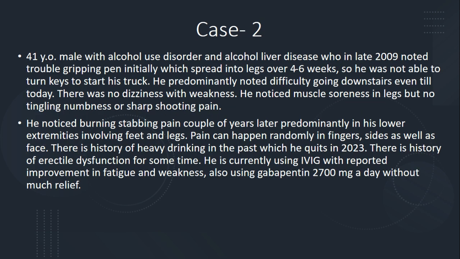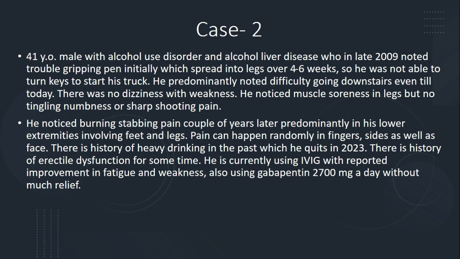The second case was a 41-year-old male with alcohol use disorder and alcoholic liver disease, just to give an idea of how much he was into it. In late 2009, he noted trouble gripping a pen, which initially spread into his legs. Over 4 to 6 weeks, he was really bedbound. He was weak to the point that he was not able to turn the keys for his truck. He noted difficulty going downstairs, even till today. When he saw me in clinic a few years later, there was no dizziness with weakness. He noticed some muscle soreness in the legs, but no tingling pain sensation.